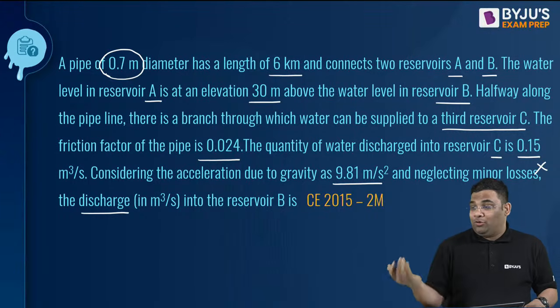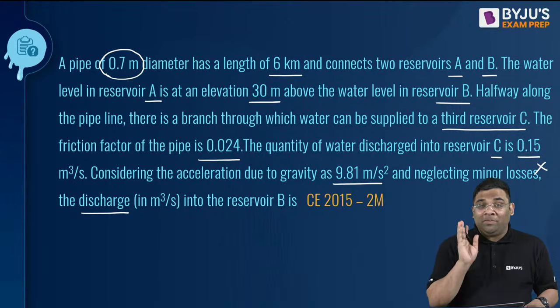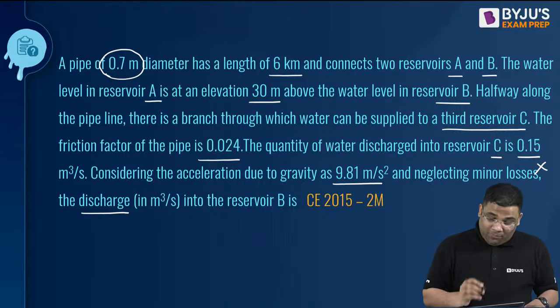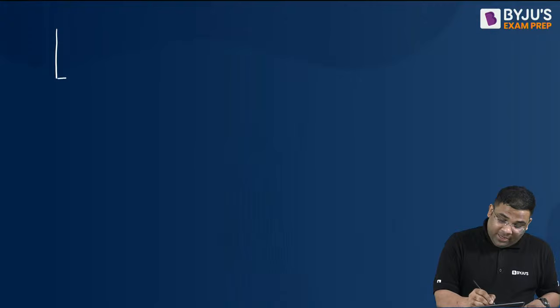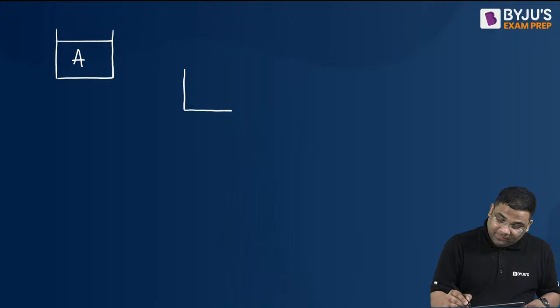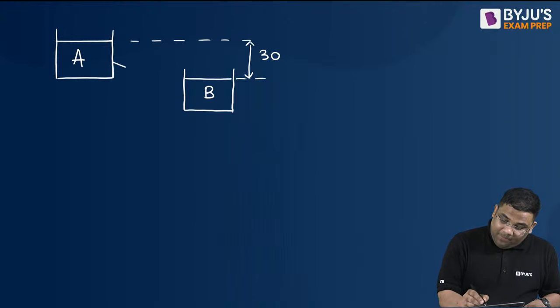So see, a long question; the solution will be easier if you draw the diagram properly. So I will draw now. I read the question. So we have a reservoir A here, and we have a reservoir B here. And then the level difference between these two reservoirs is how much? 30 meter. And we have a pipe connected like this, whose length is 6 kilometer.